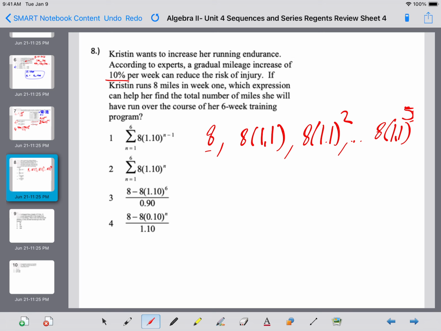Let's see which one would count. This is geometric clearly, so a sub n equals a sub 1 times r to the n minus 1. First term is 8, common ratio of 1.1 because it's growing by 10%. And then to the n minus 1, that's the sequence formula. In order to turn this into a sum, you do sigma, start at 1, and then it's going to go to 6 weeks, so to 6.